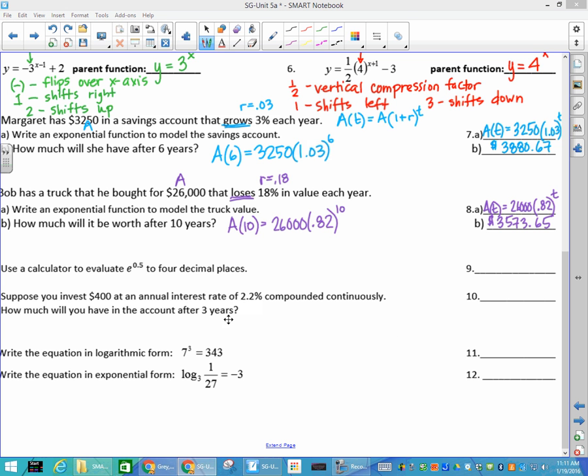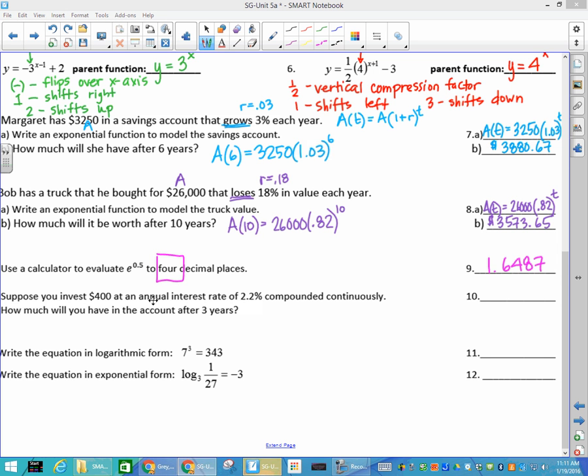Okay. Use a calculator to evaluate e to the 0.5. Okay, I'm going to tell you the answer. If you have trouble or need help using your calculator, then you need to come see me because everybody has a different calculator. So 1.6487. Most people just miss this because they didn't read the directions. It says 4 decimal places, so make sure you write that out and round correctly.